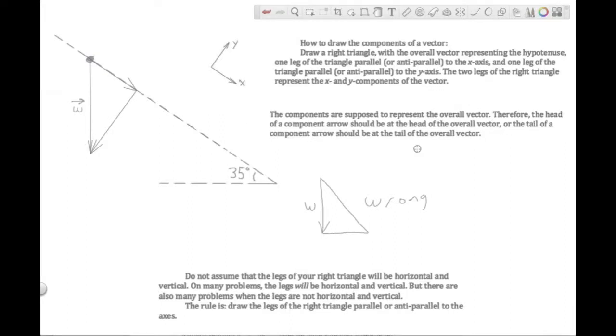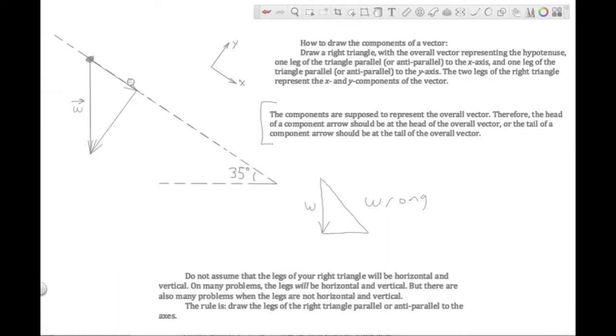Here's a more formal rule for figuring out the directions of the components, again based on the idea that the components represent the overall vector. So where we have the head of the overall vector, that should also be overlapping with the head of the component, as we have here. And where we have the tail of the overall vector, that should be overlapping with the tail of the component, as we have here, and therefore this is the head of this component. So we went through two different ways to figure out the directions on those arrows.